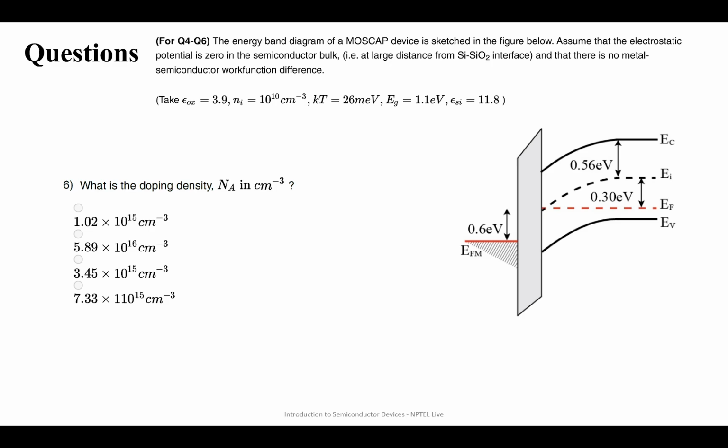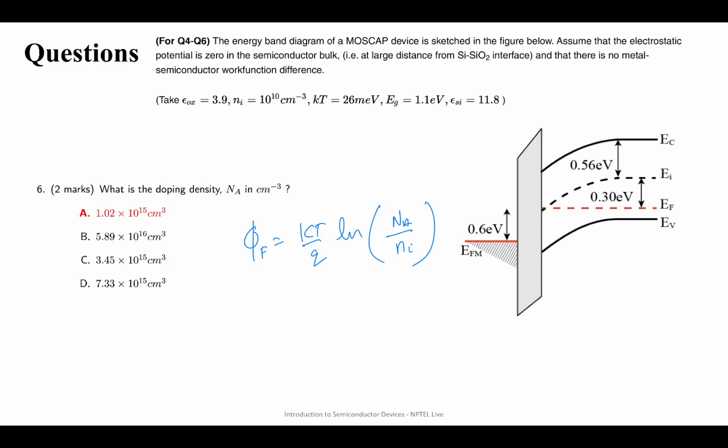What is the doping density Na in per centimeter cube? 1.02 into 10 power 15 per centimeter cube, 5.89 into 10 power 16 per centimeter cube, 3.45 into 10 power 15 per centimeter cube, 7.33 into 10 power 15 per centimeter cube. The answer to this will be 1.02 into 10 power 15 per centimeter cube.